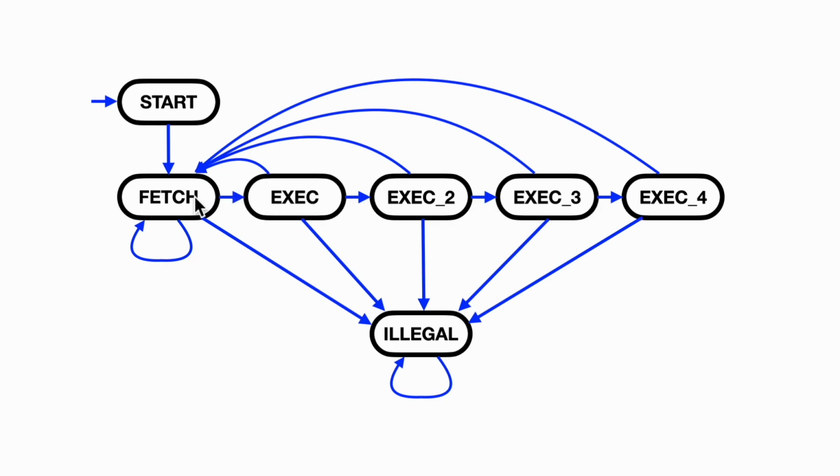and at some point go back to the fetch and execute the next instruction. Many instructions only require a single cycle, so we'll just remain in the fetch state. If anything goes wrong, that is, if we encounter an illegal instruction, the state machine will go into the illegal state and it will remain there forever, freezing up the machine.